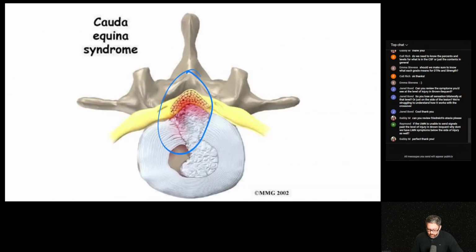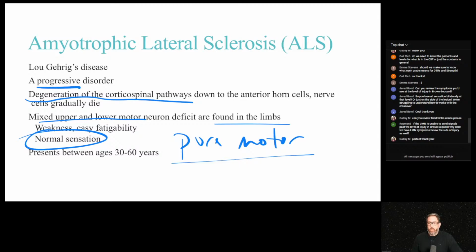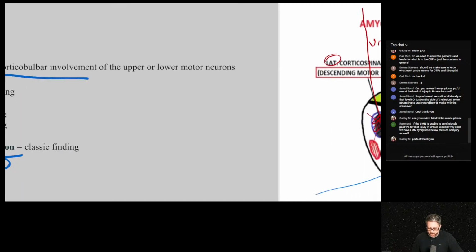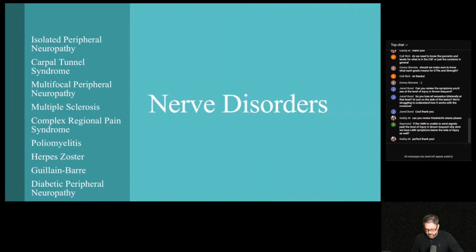Hernias are straightforward. Just remember, cauda equina is in the central. Normally, other ones are off to the side, and whatever side they're on, they're going to pinch. We went through ALS.